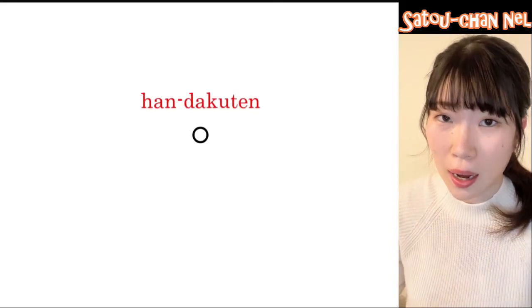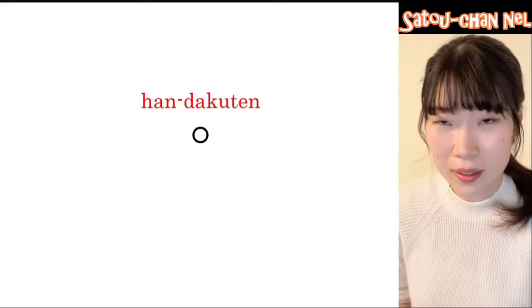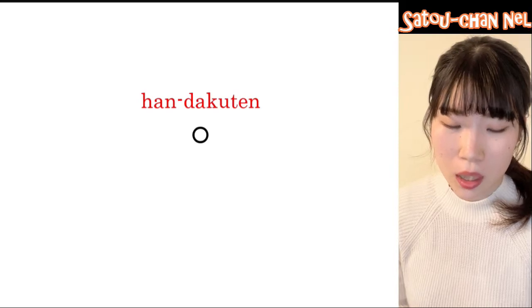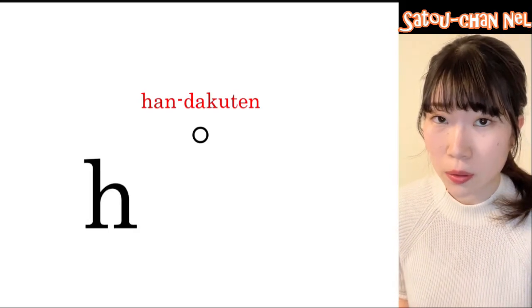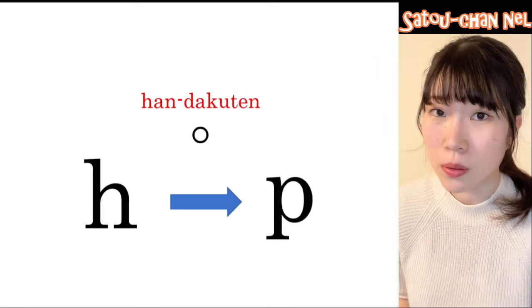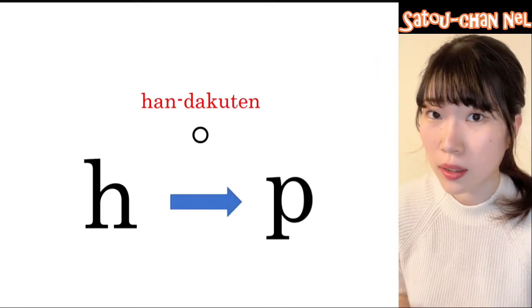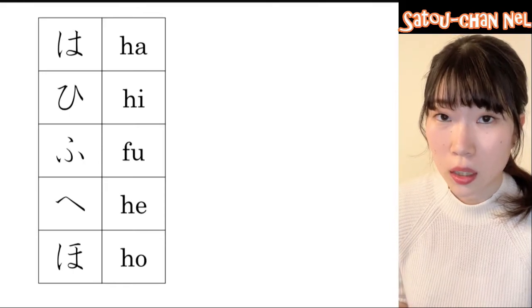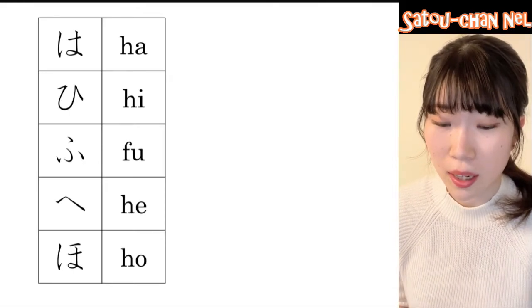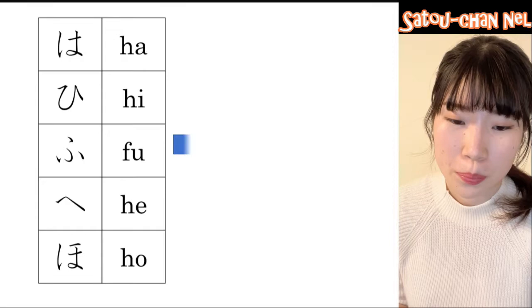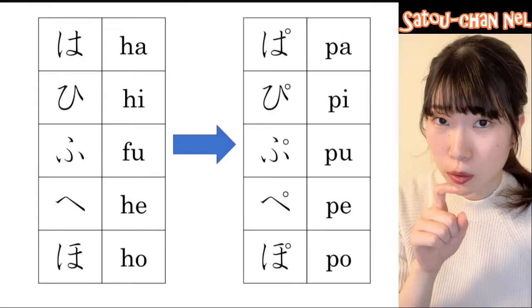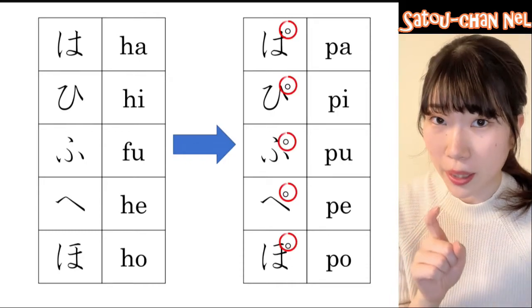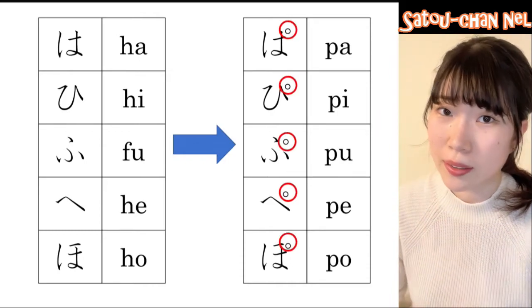This small circle is called 半濁点. This is used only with H line. H sounds will be P sounds with this 半濁点 mark. So, ha, hi, fu, he, ho from H line will be pa, pi, pu, pe, po. These small circles, 半濁点, change the pronunciations.